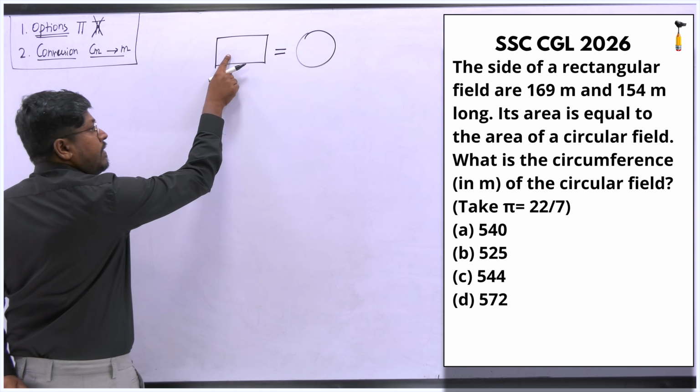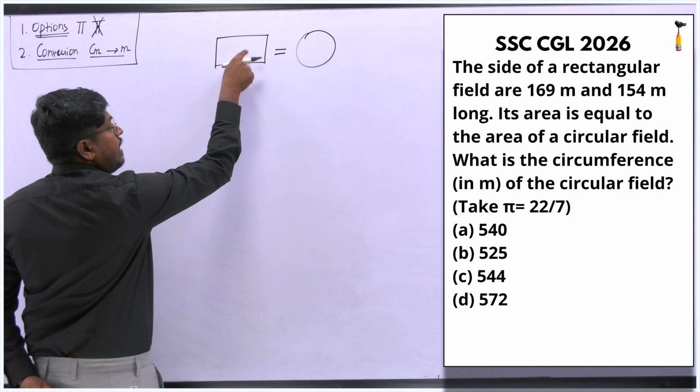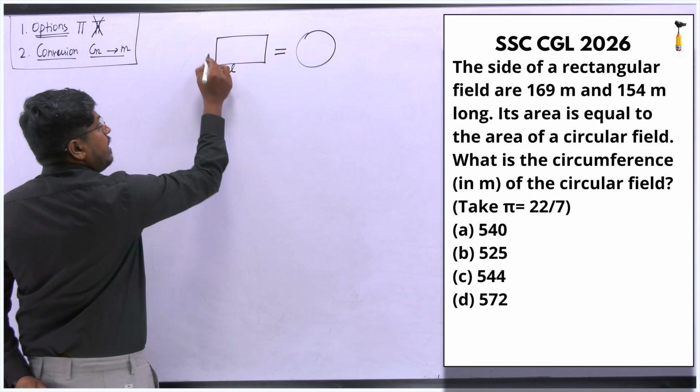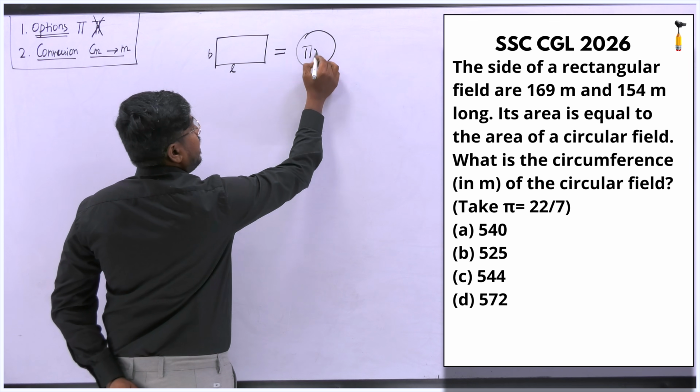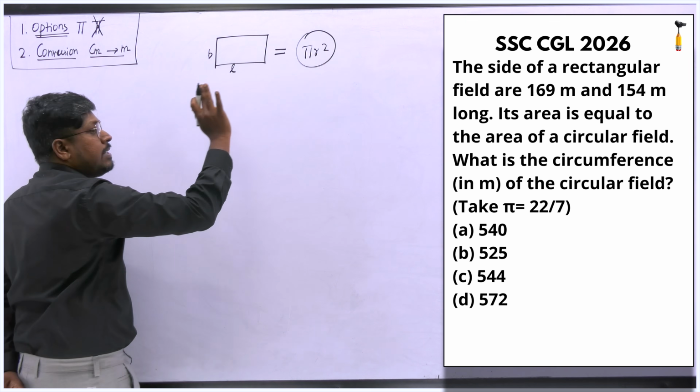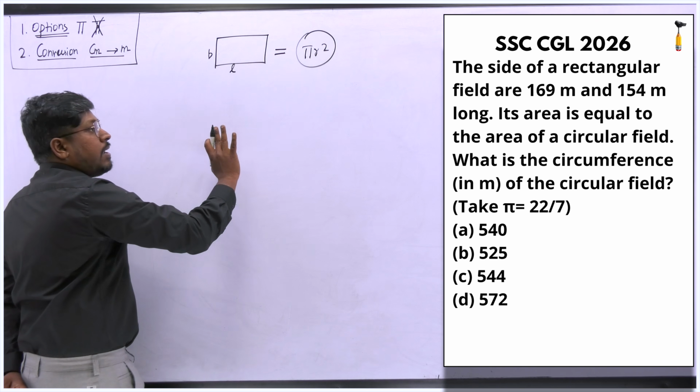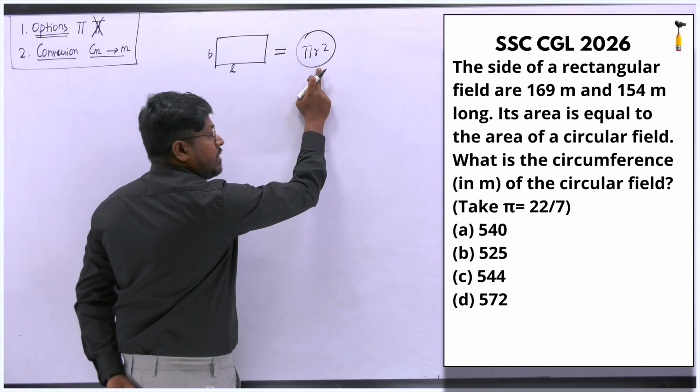So the rectangular field area is equal to the area of the circle. The area of the rectangular field will be length into breadth, and the area of a circle will be pi r square. They are saying that both values are equal. Now our target is to find the circumference of the circle.